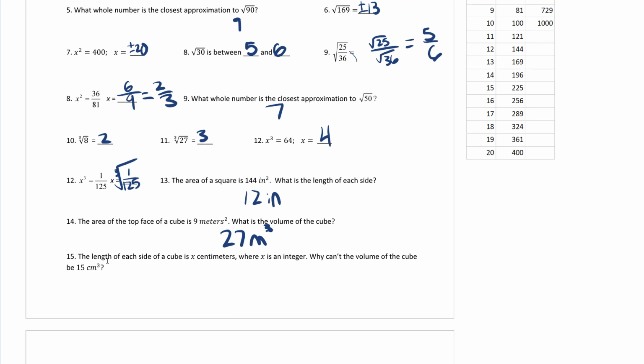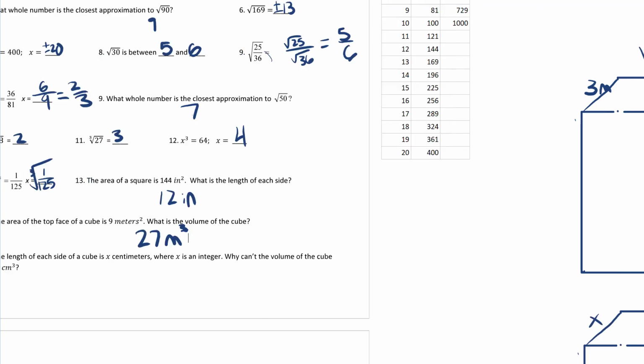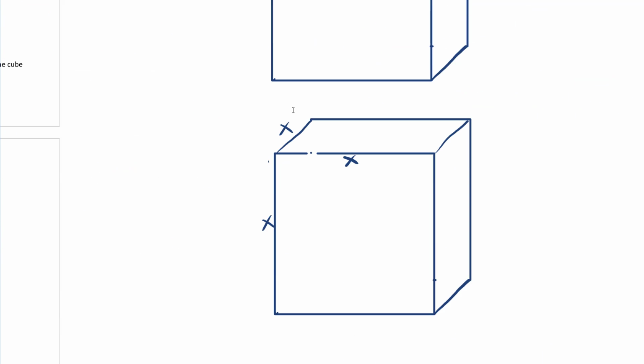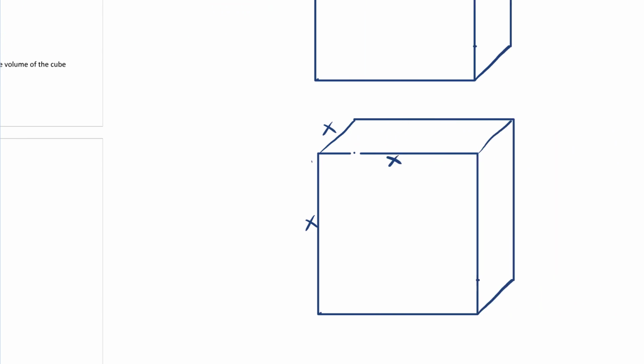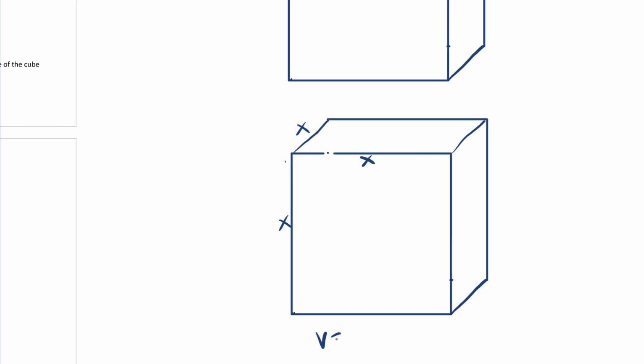All right, another cube question. The length of each side of a cube is x centimeters, where x is an integer. Looks like that. This is x, this is x, this is x. Why can't the volume of the cube be 15 centimeters cubed? Let's answer that question. First of all, the volume of a cube is side cubed, or in this case, it's going to be x cubed.